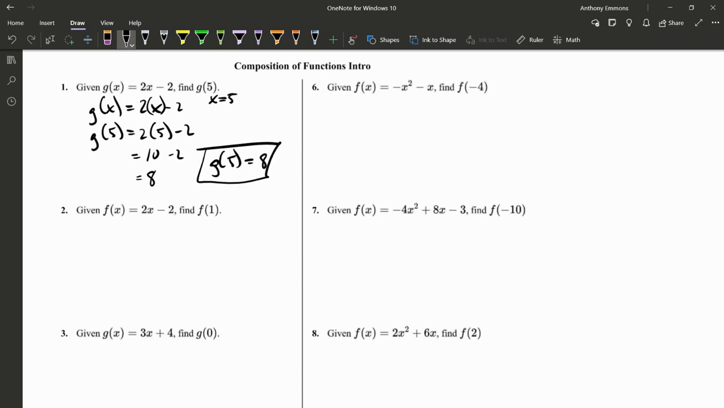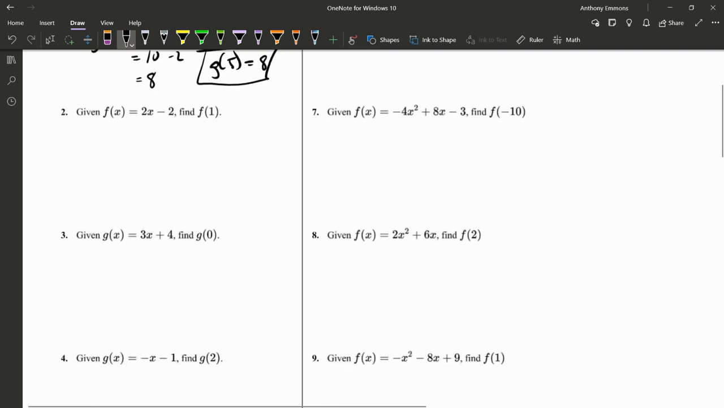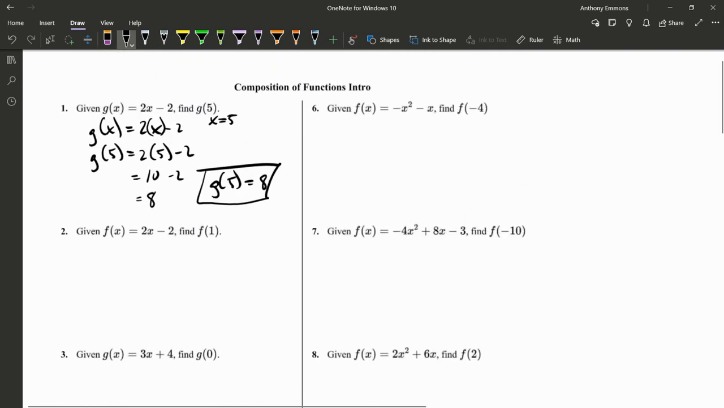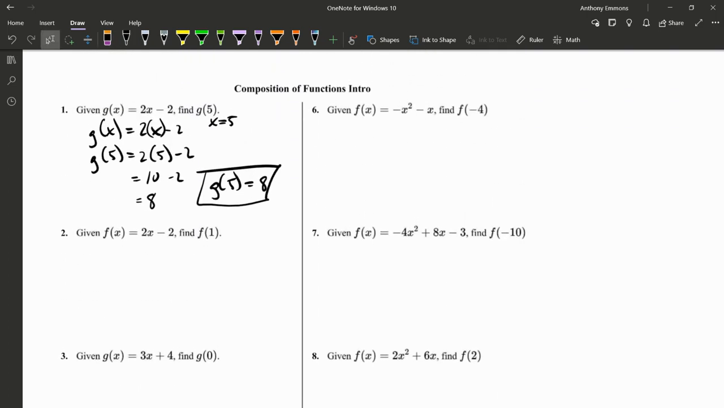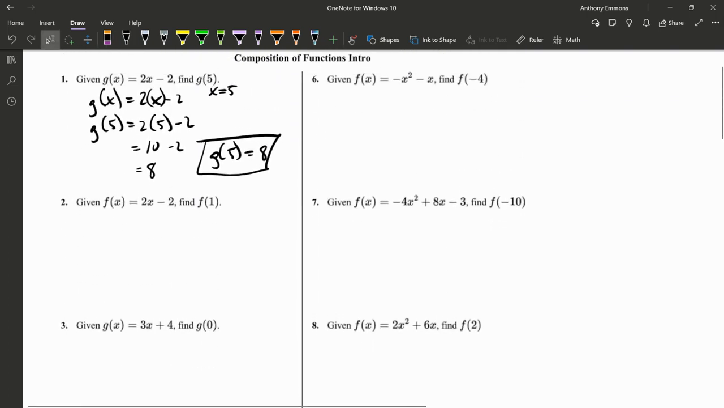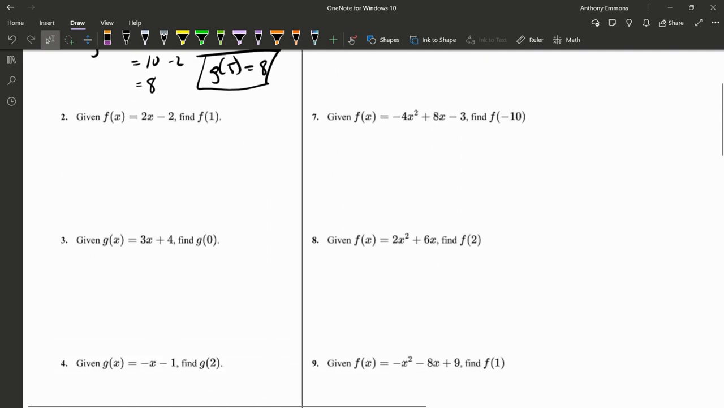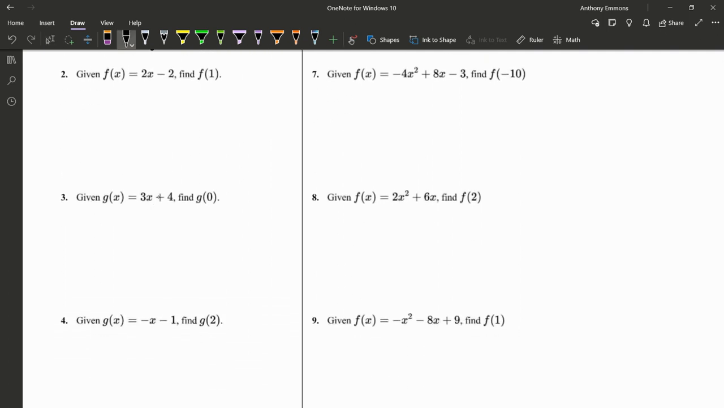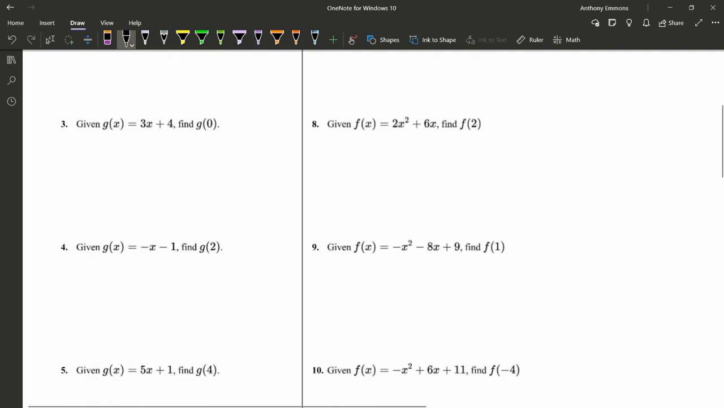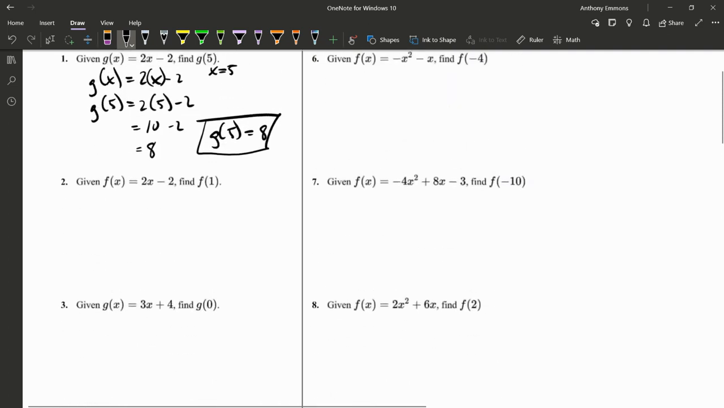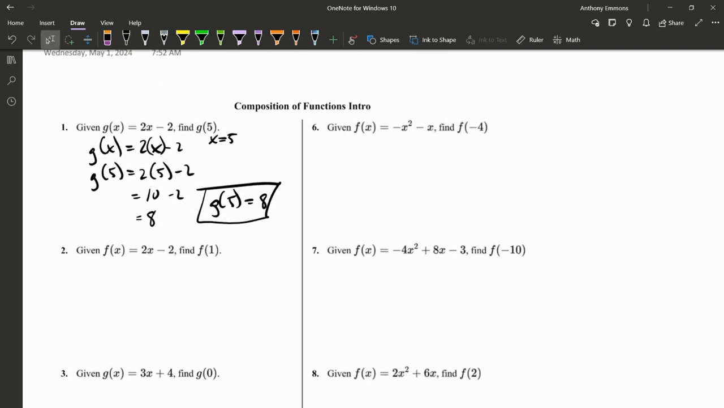It's not necessarily a composition of functions, but you're essentially at this point substituting and evaluating. Number 2 is the same. It's even the same function, just a different x value. Number 3 is a linear function, as are numbers 4 and 5 as well. Number 6, I hope you can tell, is quadratic, but same idea.